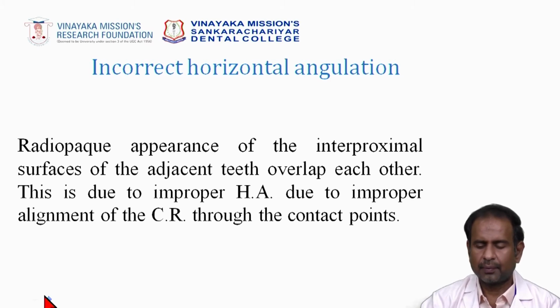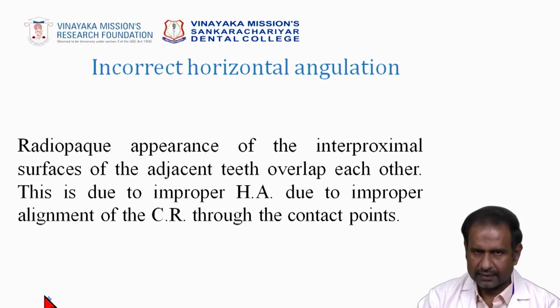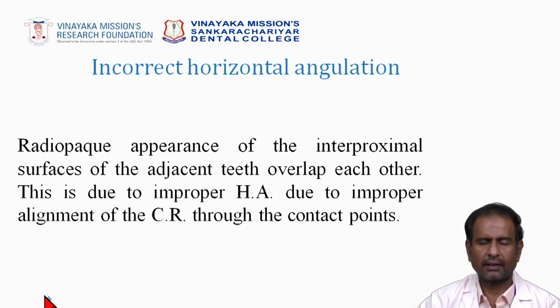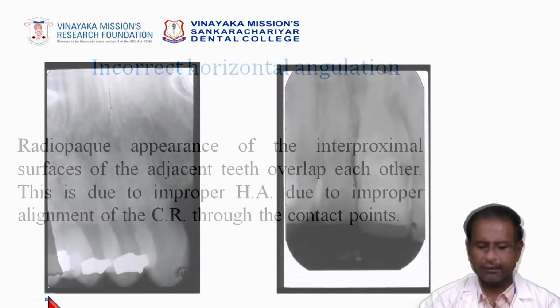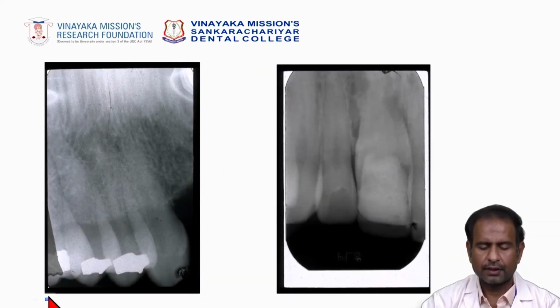This is due to improper horizontal angulation. For proper alignment, the central ray of the X-ray beam should pass through the contact points. So this is the method to correct the incorrect horizontal angulation. See here, in the first picture, there is a wedge-shaped radiopaque area in between the teeth. That is the error. That is the incorrect horizontal angulation.